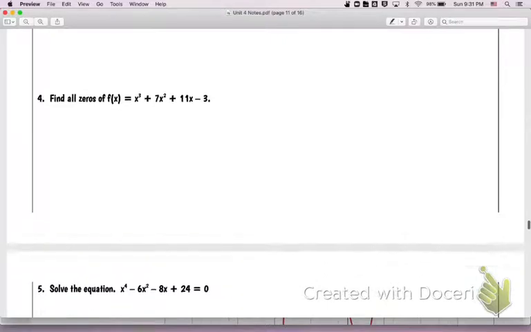All right. So let's try number 4. We want to, again, find all zeros. So pause the video, list out your possible rational zeros. I want you to graph it and decide a good one to test. So come back here in just a moment.